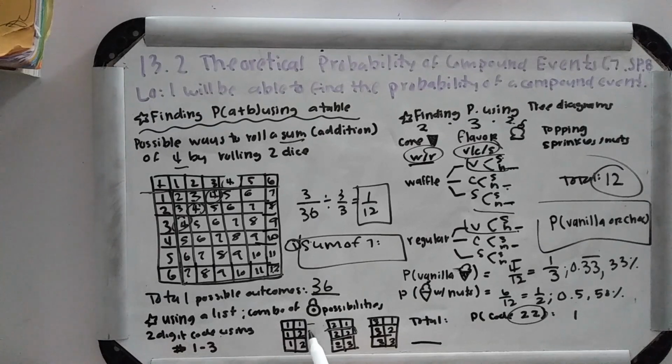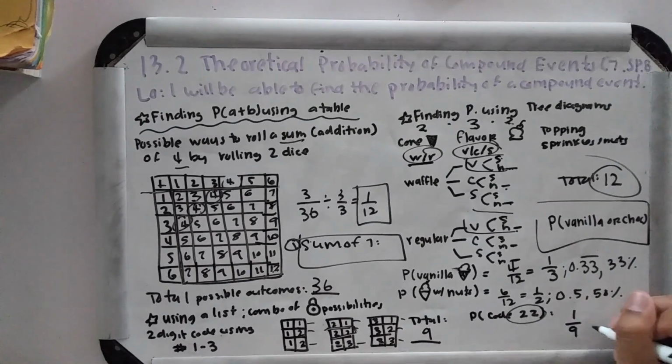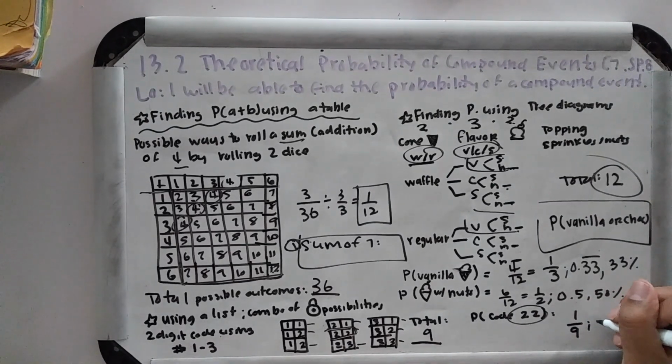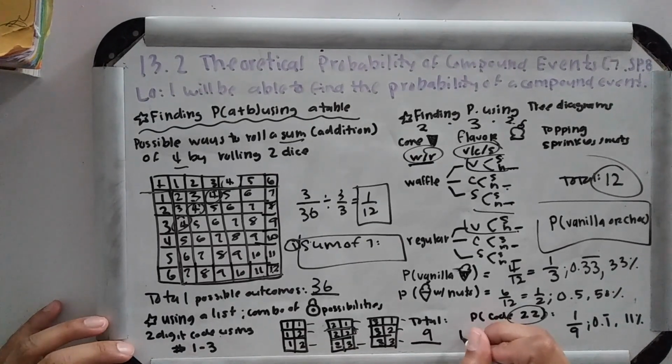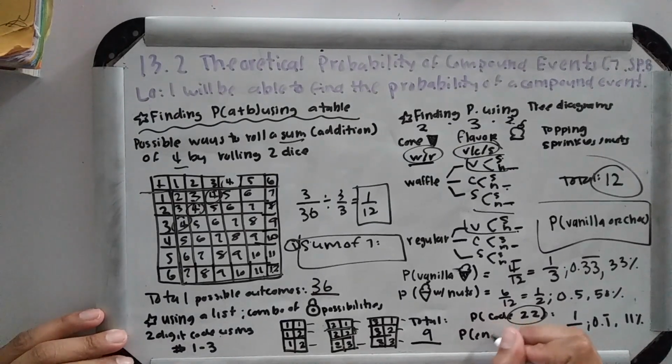Out of how many do I have? 1, 2, 3, 4, 5, 6, 7, 8, 9. So a total of 9. So that probability is 1 over 9. The decimal will be 0.1 repeating, or 11%. Okay, go ahead and tell me what's the probability of the code ending.